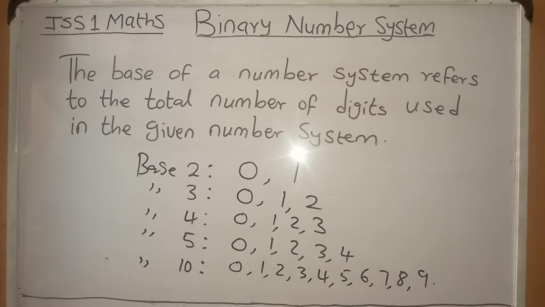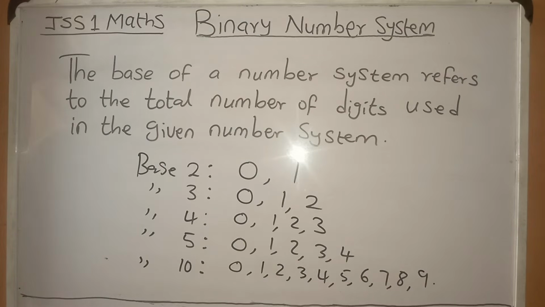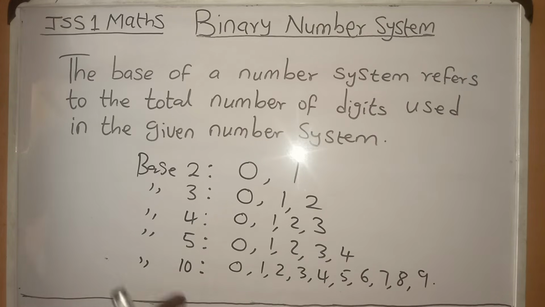Our everyday transaction, the buying and selling we do in our everyday life, are done in base what? 10. When your mother gives you money to go to the market to buy something, or your father gives you money to go to the market to buy something, the transaction you'll be making there, the buying and selling you'll be doing there, is done in base what? 10. That is why in your calculator, you have the numbers arranged from 0 all the way to 9.